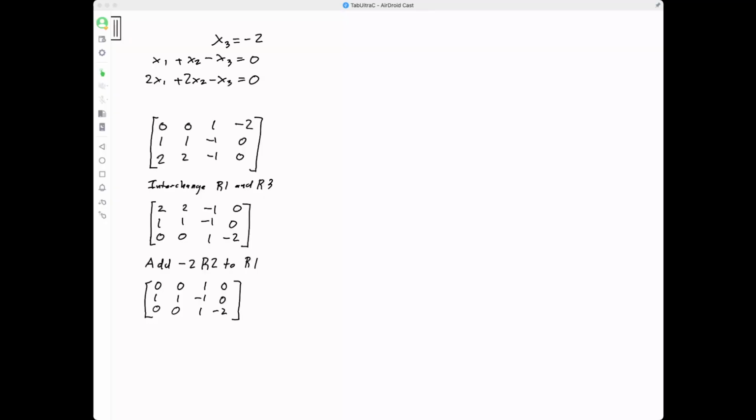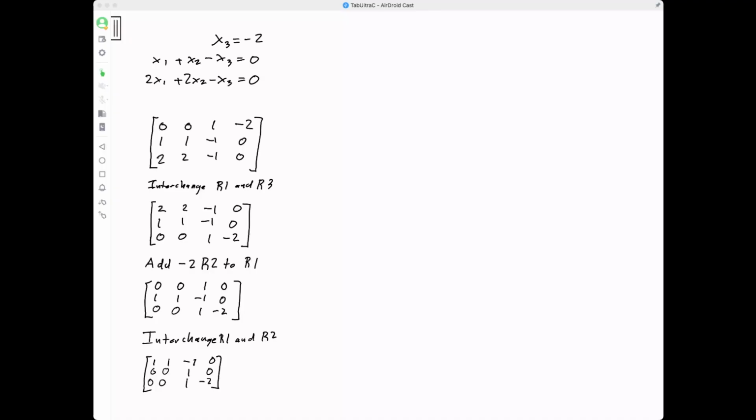Now, for reasons that won't be clear for a while, I'm going to interchange row 1 and 2. The reason for this I'm not going to cover in this video. You don't need to do it, but it will make it look nicer because I don't like starting with zeros. So I get 1, 1, negative 1, 0, 1, 1, 0, 0, and the third row is unchanged, 0, 0, 1, negative 2.